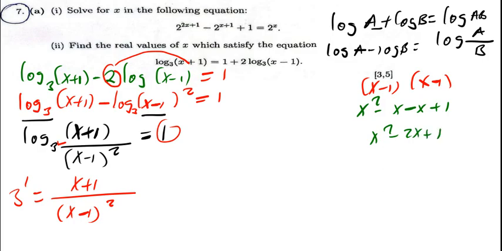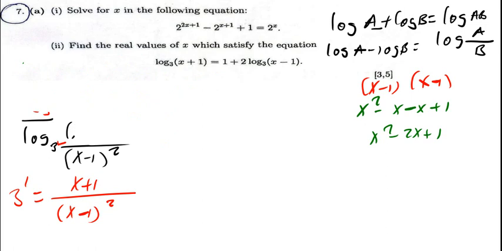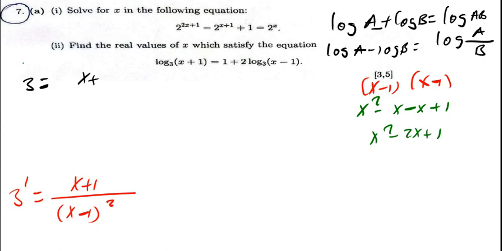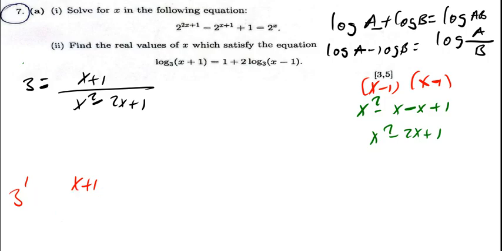Then, 3 raised to a power, I can now get rid of this and create space. 3 raised to the power 1 is just 3, being equal to (x plus 1) divided by (x squared minus 2x plus 1). Now we can cross multiply. So 3 times x squared is 3x squared, minus 6x, then plus 3, being equal to x plus 1.